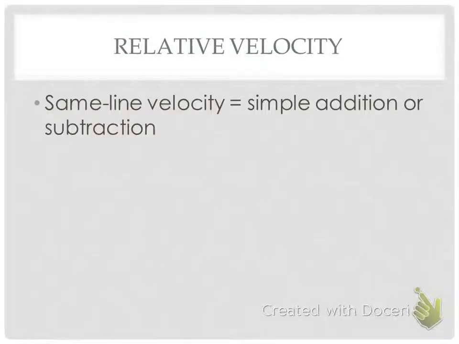So if we have same line velocities, things that are traveling in the same plane, right? We're both going north, we're both going south, or one's going north and one's going south, coming at each other. We're going to use simple addition or subtraction to find that relative velocity. Just like the trains that were coming at each other, we're going to add those velocities together. If they're going apart from each other, we're going to subtract them. We're going to look at the difference between those two.